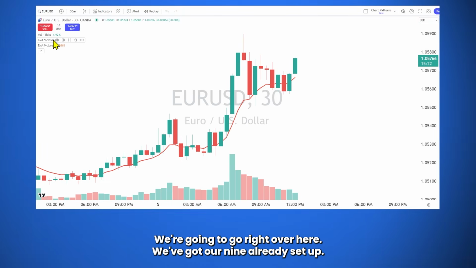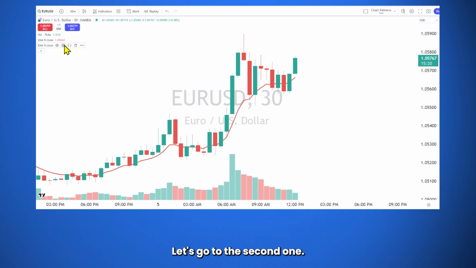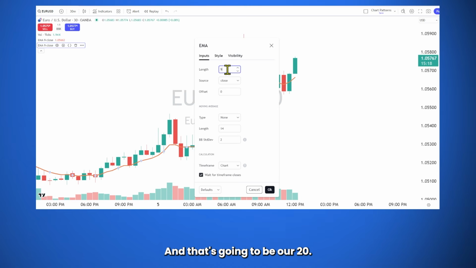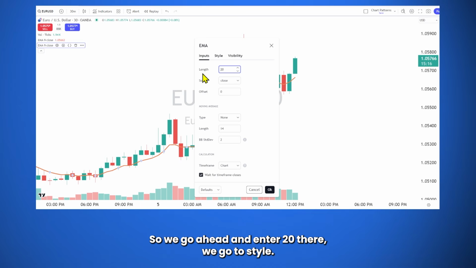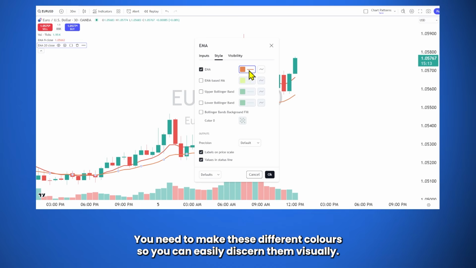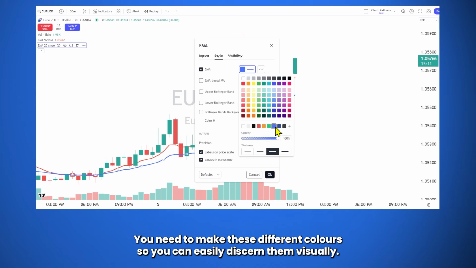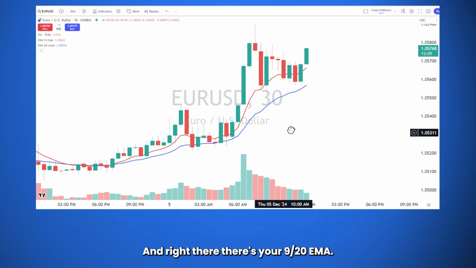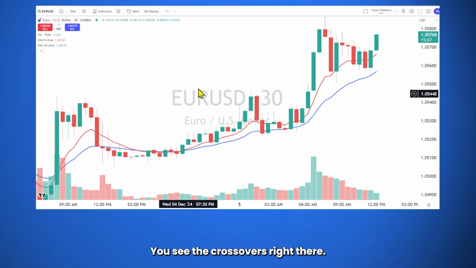We're going to go right over here. We've got our 9 already set up. Let's go to the second one, and that's going to be our 20. So we go ahead and enter 20 there. We go to style. You need to make these different colors so you can easily discern them visually. And right there's your 9/20 EMA. You see the crossovers right there.